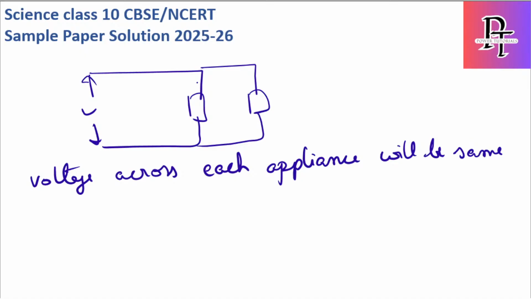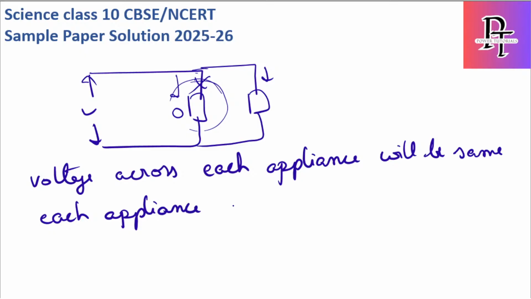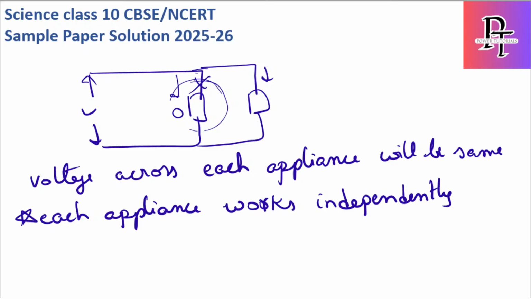So suppose any appliance malfunctions, what will happen? This current will go to 0, but this current will remain, because the same voltage is connected. This circuit might work or not, it doesn't matter. And I can also see each appliance works or functions independently. So this is a very important point.